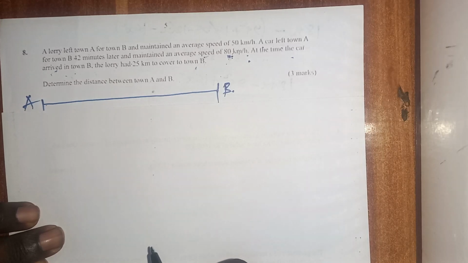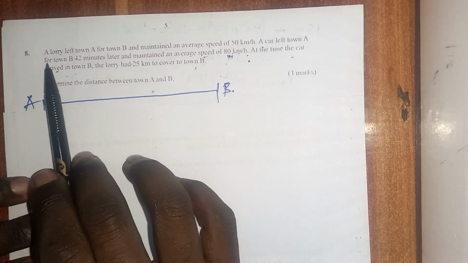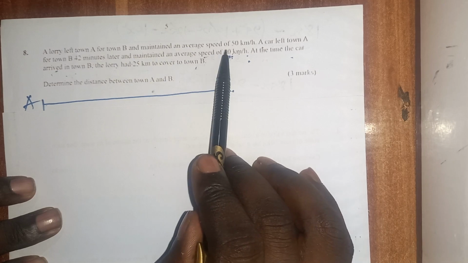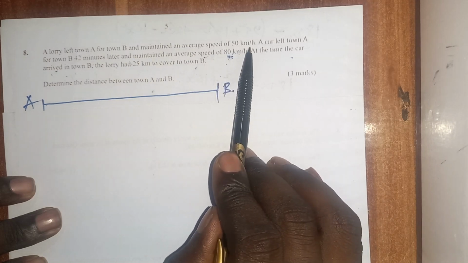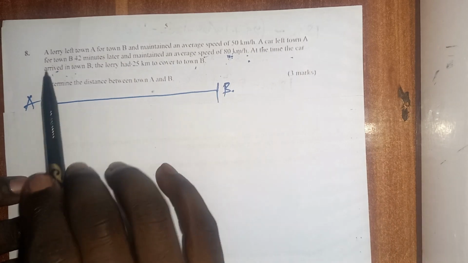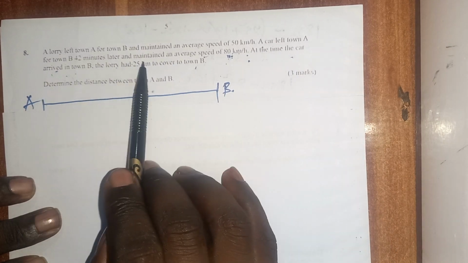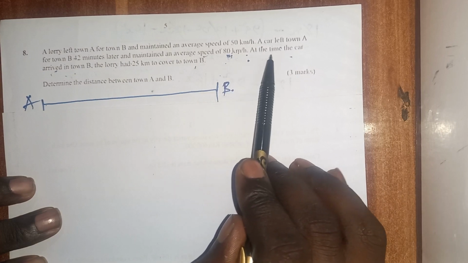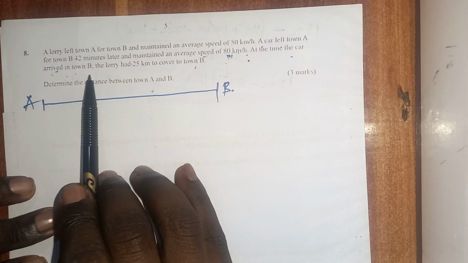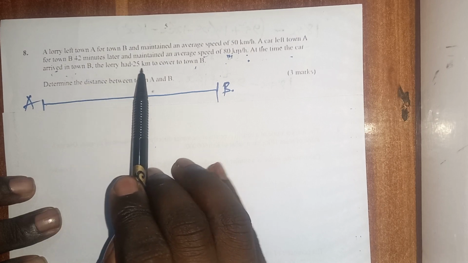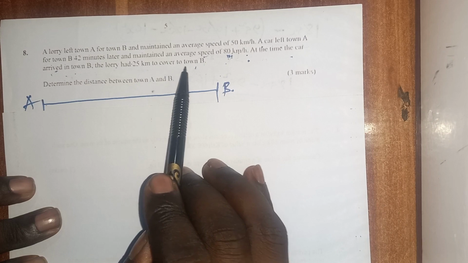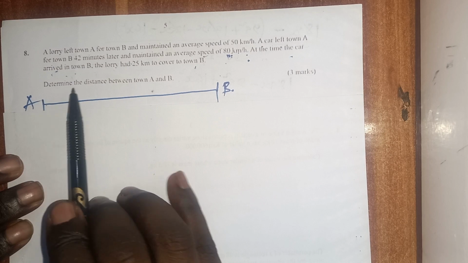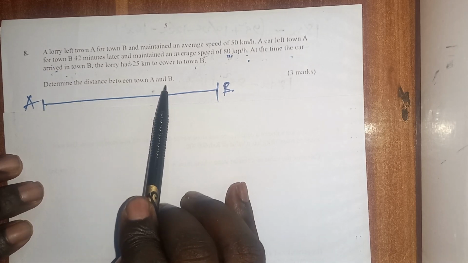So we are on to question number 8, and it reads, a lorry left town A for town B and maintained an average speed of 50 kilometers per hour. A car left town A for town B 42 minutes later and maintained an average speed of 80 kilometers per hour. At the time the car arrived in town B, the lorry had 25 kilometers to cover to town B. Determine the distance between town A and town B.